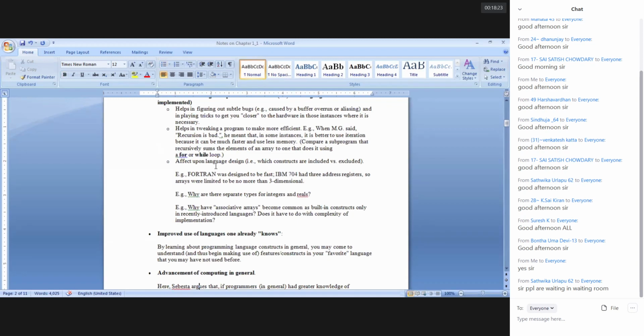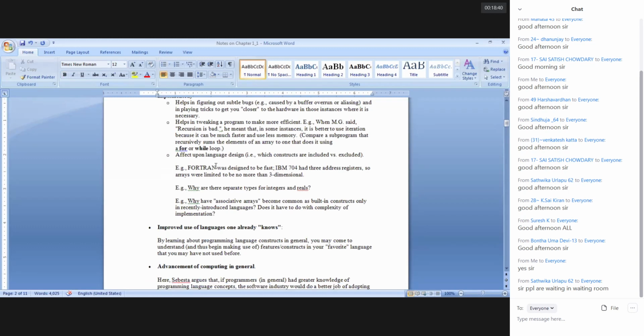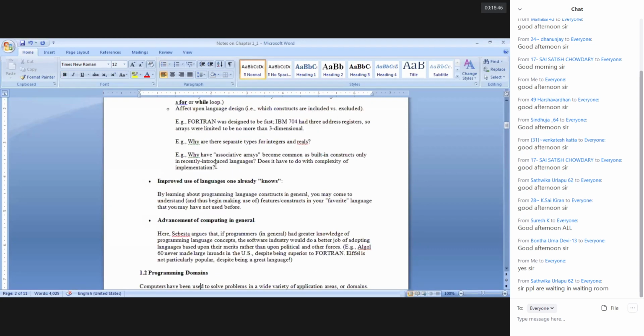Fortran was designed to be fast. The IBM 704 had 3 index registers, so arrays were limited to be no more than 3-dimensional. We have these separate types of integers and reals. There are some features, right?